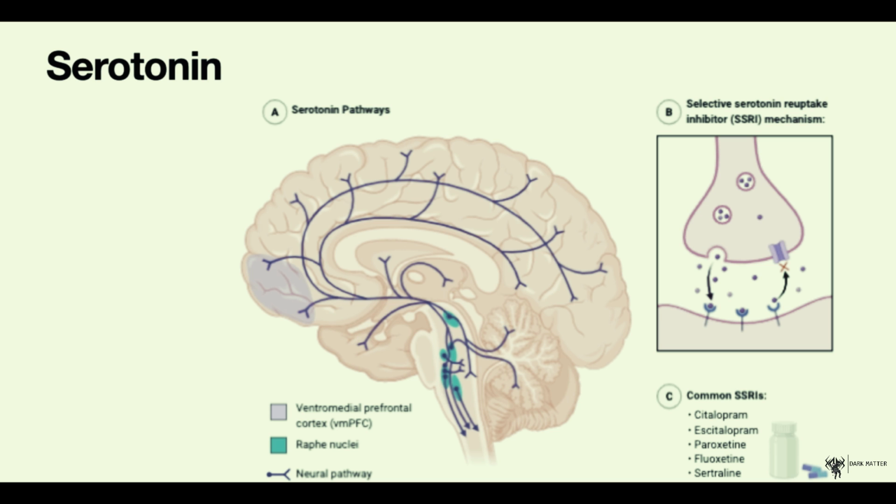So this is important for mental disorders in which serotonin is thought to be at lower levels than normal, like in depression. And these are some in panel C. You can see a few of the most common SSRIs.